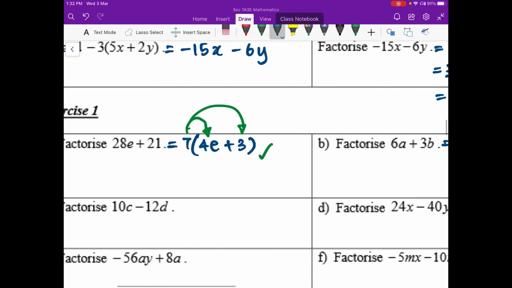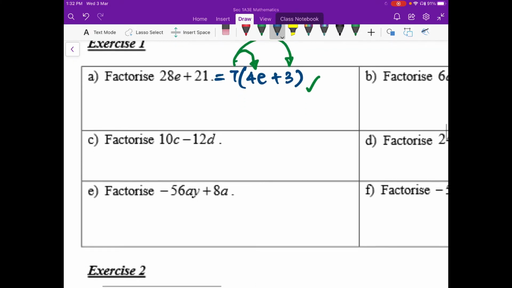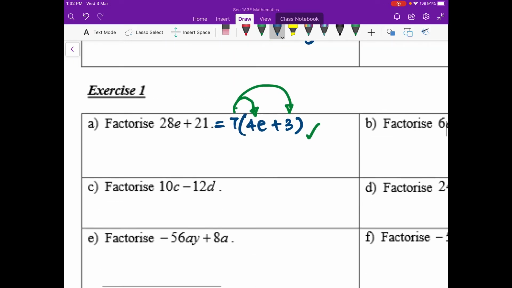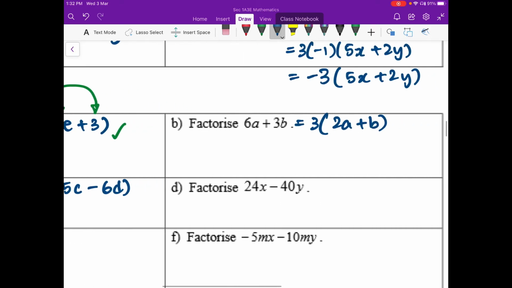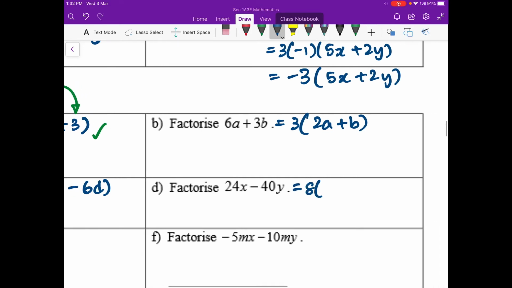Okay, now all homework questions. Okay, wait. Let's go on to part C first. What is the common factor? 2. Okay, let's factorize out the 2. 5c minus 6d. Next, what is the common factor? 8. So we have 3x minus 5y. Just do a division.